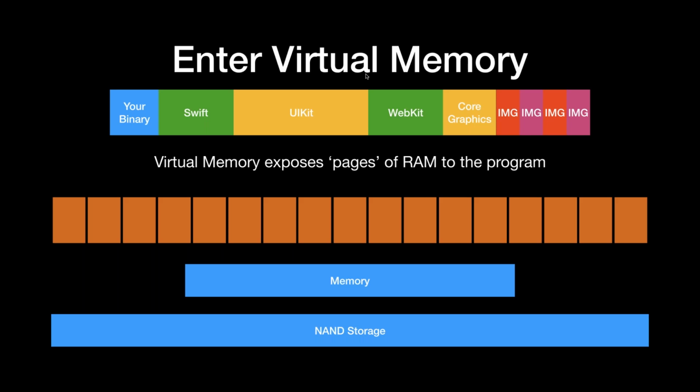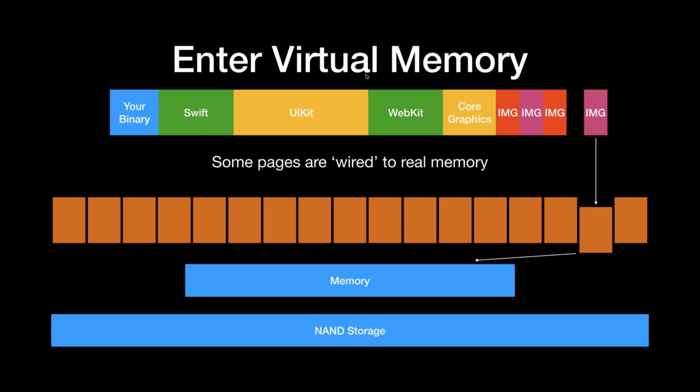You won't be able to write to all of that memory, but it will give you a buffer that big and you can pretend to write to it. So how do these pages work?